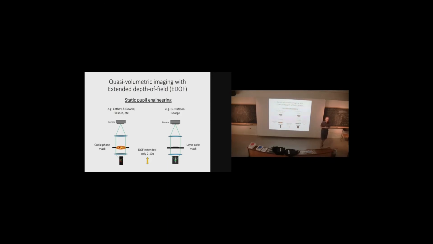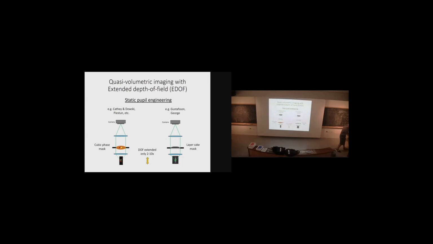But you can use other types of wavefronts, other types of point spread functions that are uniform along Z, that are spread along Z. One example is a cubic phase mask. This was done by Dowski. It's also done by Raphael Piston now. You can use what's called a layer cake mask that also spreads the point spread function along Z. The problem is the spread that you get is maybe only maximum 10 times the depth of field of your microscope. So let's say the depth of field of your microscope is a couple microns. This would go to maybe 20 microns, right? So it's not a big spread. It's not a big volume that you'd be probing with these phase masks.